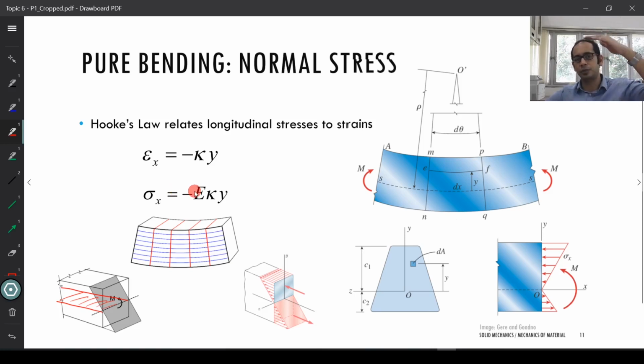If you're looking at places which are above the neutral axis, you have a negative stress indicating compression. Below the neutral axis, your y is negative, and if you put it back over here, you will get your sigma as positive. That is indicative of tension over here.